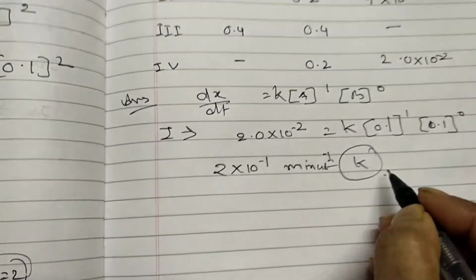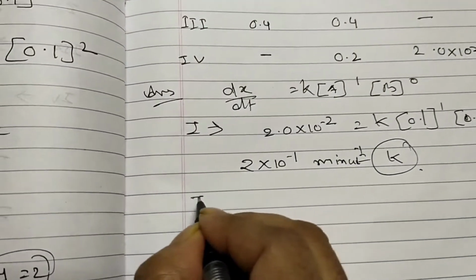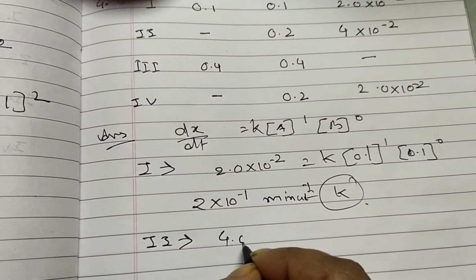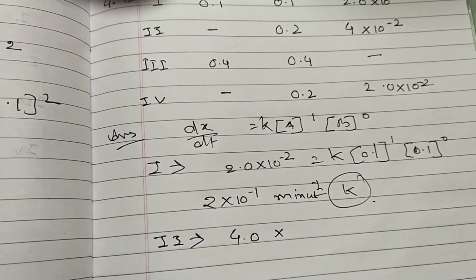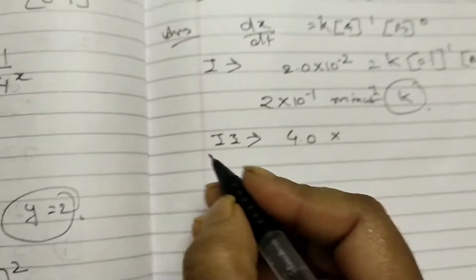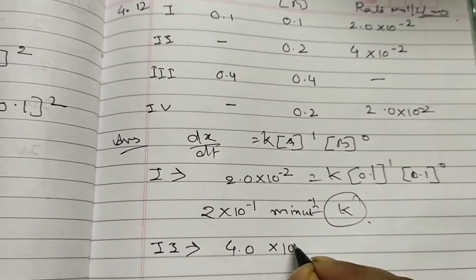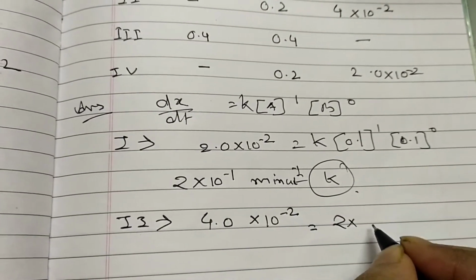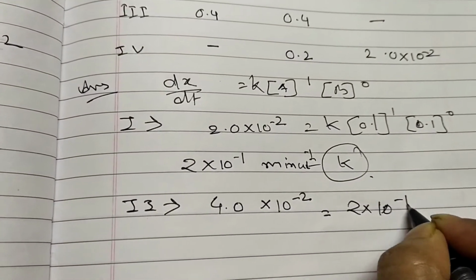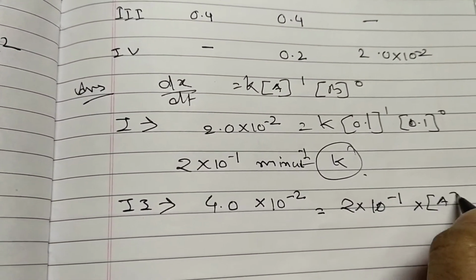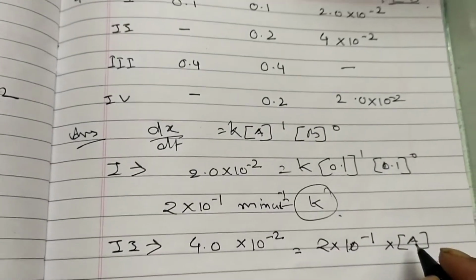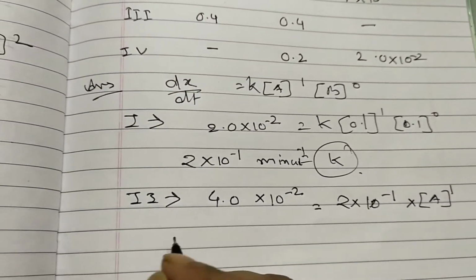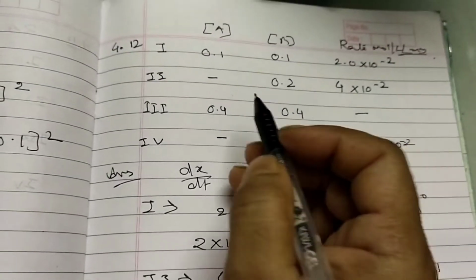So now you have got k, so we can apply this k for the second experiment. For the second experiment, what is coming here: 4.0 into 10 to the power minus 2 equals, since you got the value of k, 2 into 10 to the power minus 1 into concentration of A, and concentration of B to the power 0. So it is coming A to the power 1, and for B there is no need to write zero. So definitely, the concentration to be found out is that of A.